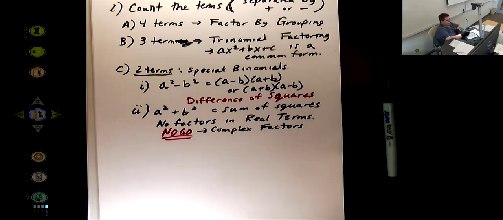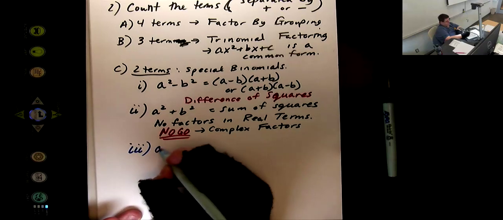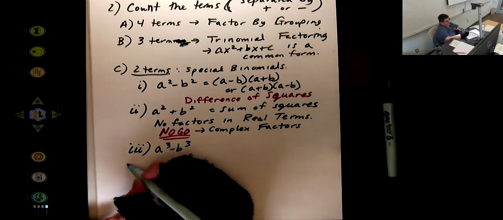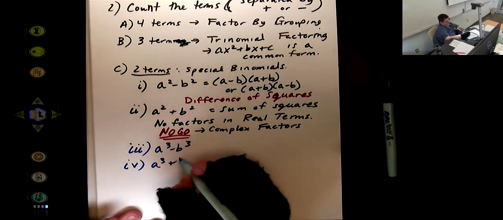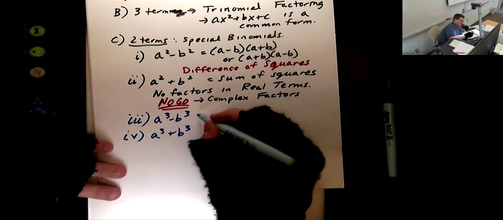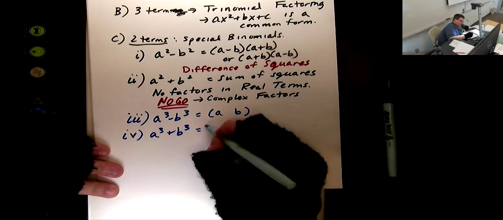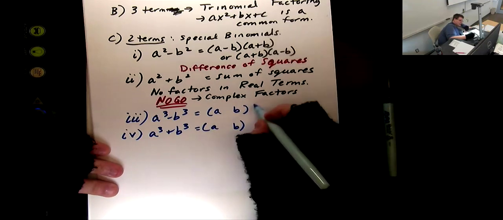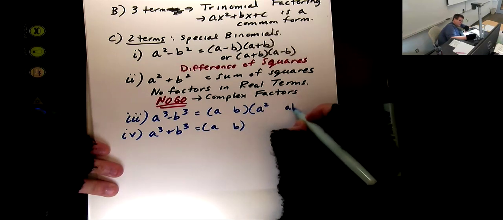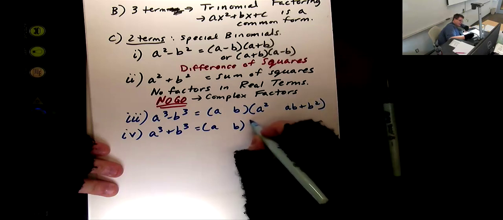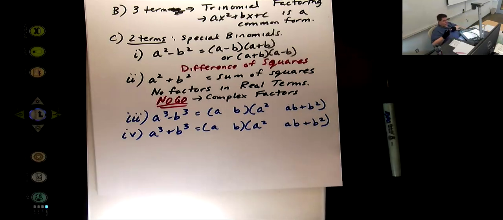Now, if we look at cubes, these are the other forms that have special binomial factoring. A cubed minus b cubed. And IV is that 4th one, a cubed plus b cubed. These are very similar factor forms. Both of them start off with an a and a b. And then they have an a squared. And then ab plus b squared. And I'm leaving gaps because I'm going to put in a different symbol for each of them. But they have that part in common.